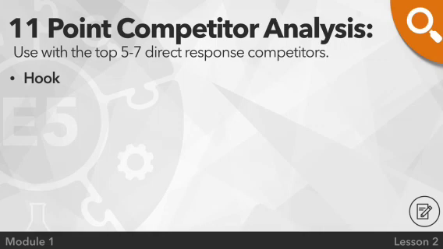For right now, what you want to document for the top 5 to 7 direct response competitors is what is the hook or the angle that they're using to get the market's attention. What's the hook or angle or idea that they're using in their headline? What's the main hook or idea or angle that they're hanging their product on, so to speak?